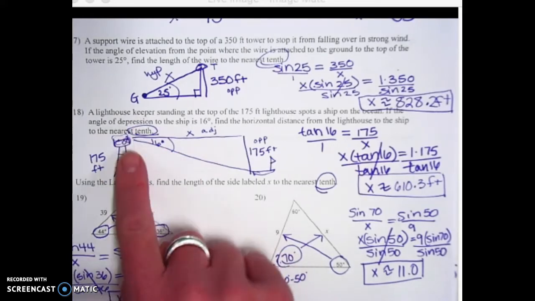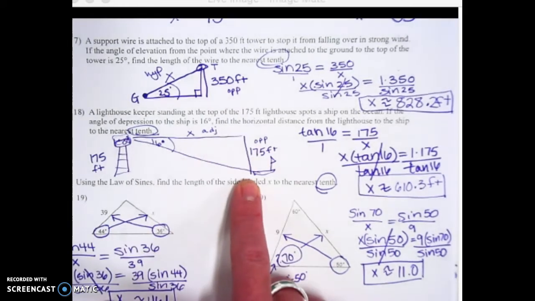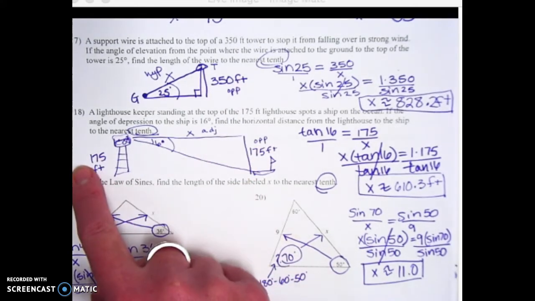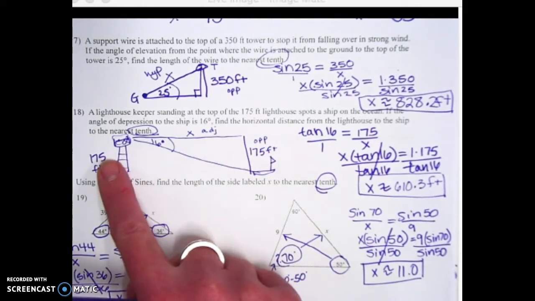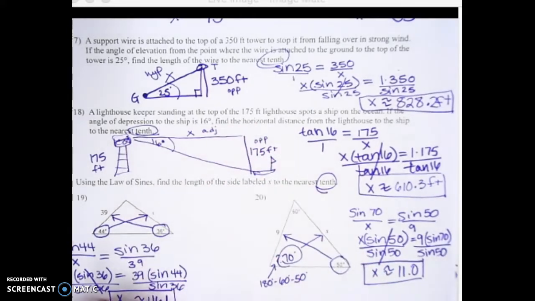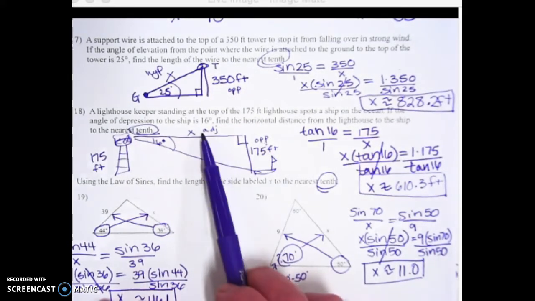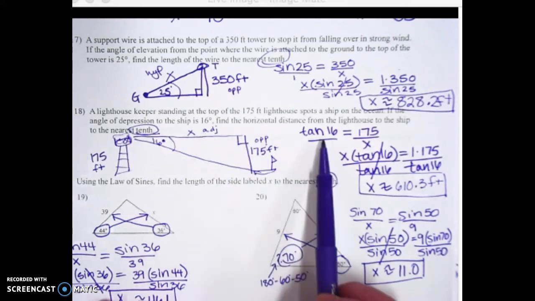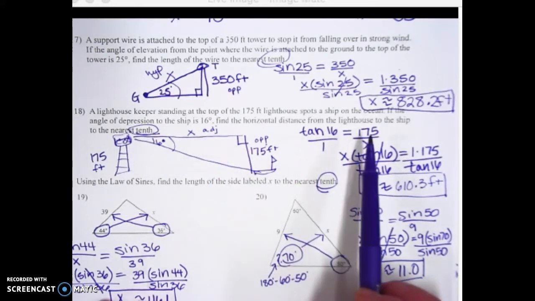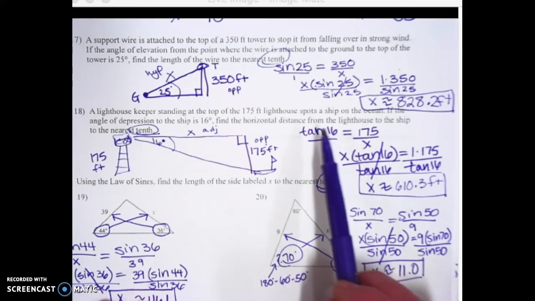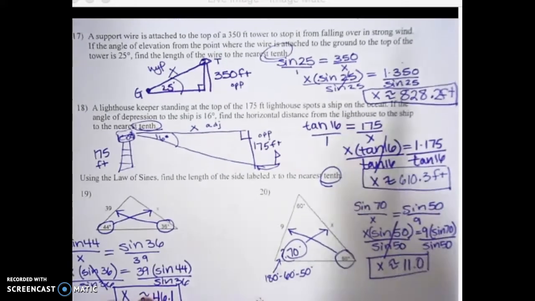So up at the top here, it's 175 feet. I also labeled it over here. It doesn't matter which side technically, but I drew the triangle this way, making my right angle here. So from here, I knew opposite and adjacent. So I used tangent of the angle measure 16, set it equal to my ratio, did the cross product, and solved, got 610 feet.